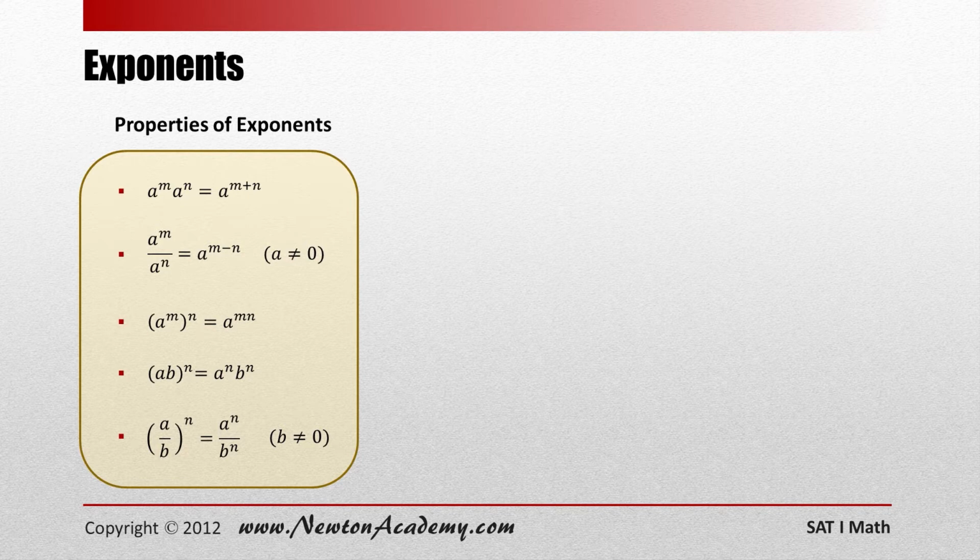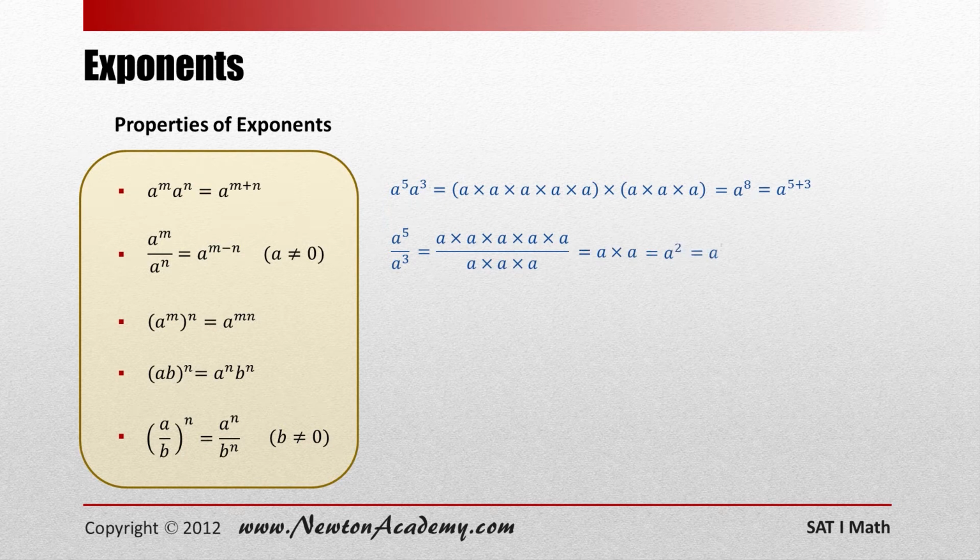Even though these properties work for any numbers, they're easily explained with integers. So we're going to stick with integers to explain these properties. For the first property, let's simplify a to the 5 times a to the 3, for example. Since a to the 5 means you multiply a 5 times, and a to the 3 means you multiply a 3 times, you can express them this way. We see that the result is nothing but a multiplied 8 times, which can be obtained by adding those exponents 5 and 3. You can use the same reasoning to explain the other 4 properties like these.